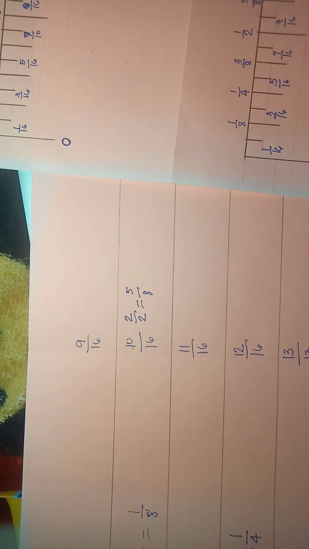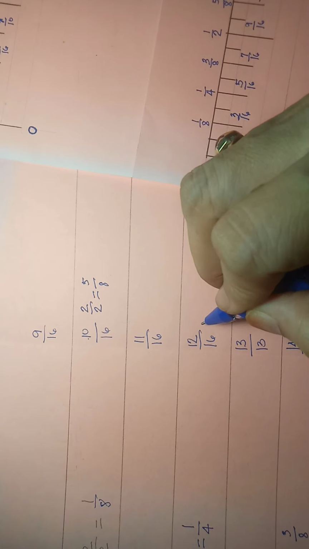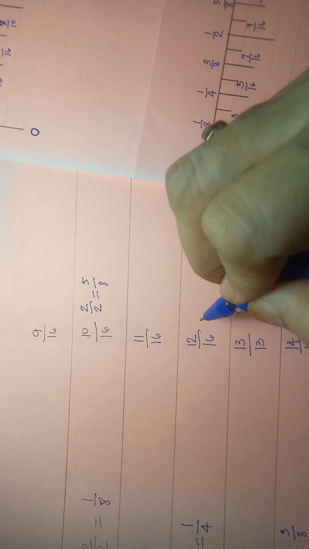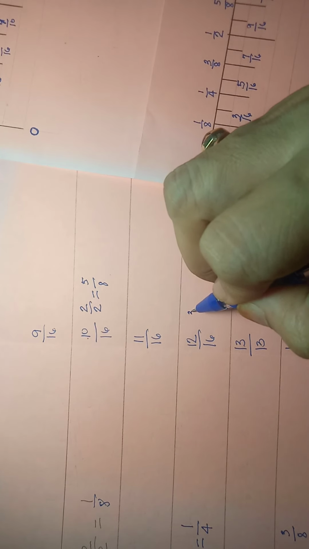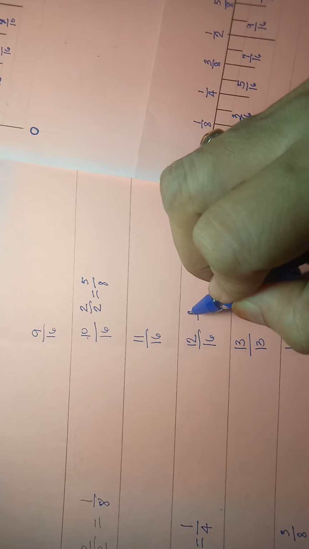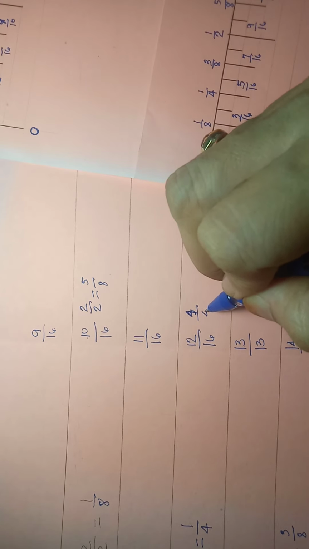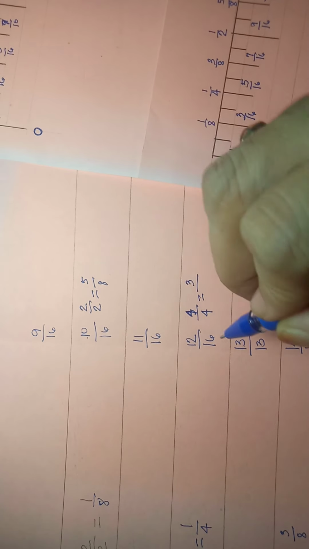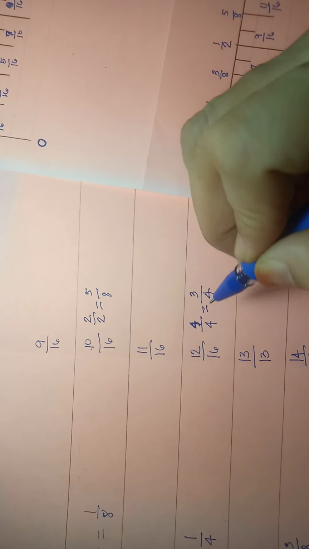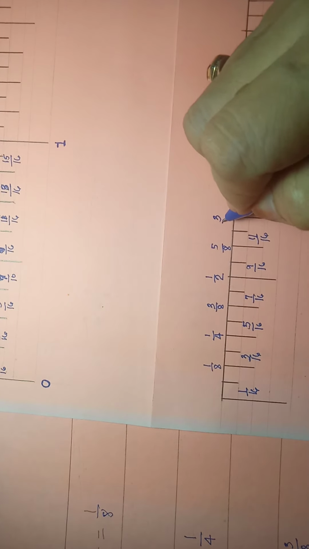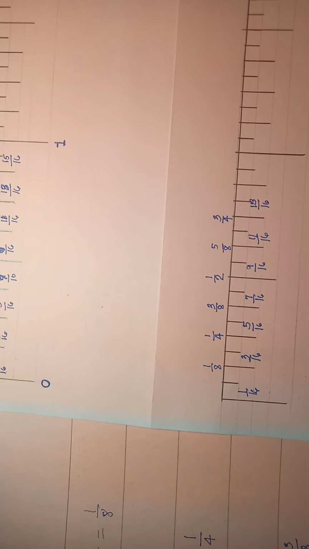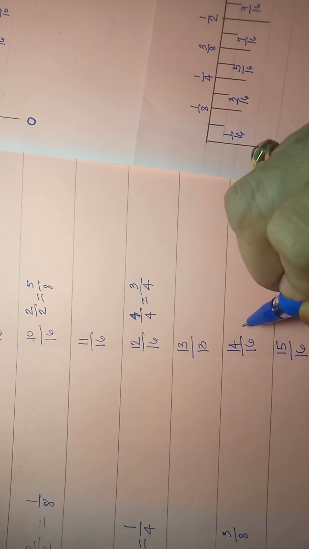And on the next line, that is 12/16, we are going to analyze what possible number we can use. If I'm going to use 4, this can be 12 divided by 4, that is 3, and 16 divided by 4 is 4. So therefore, this is our 3/4. Then on the next line, 13/16. Then next we have 14/16.